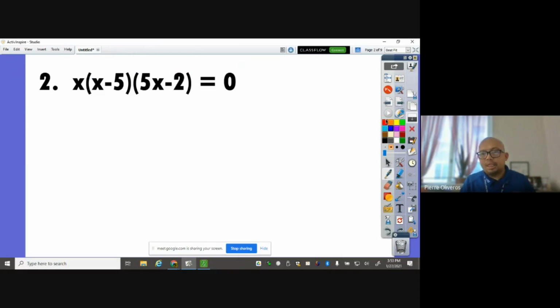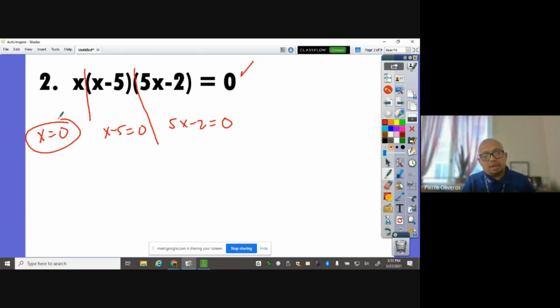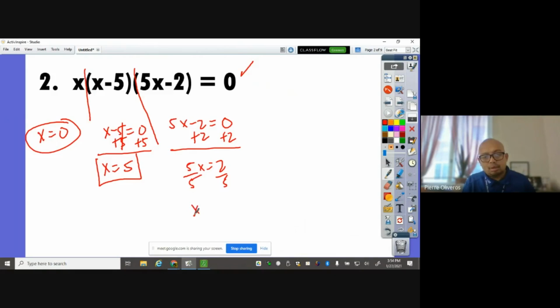Again, one more time, this problem here, number 2, x times the quantity x minus 5 times the quantity 5x minus 2. This is already in factored form, and we're going to set them equal to 0: x equal to 0, x minus 5 is equal to 0, and 5x minus 2 is equal to 0. X is by itself here, so that's the answer already. X equals 0. Here you still have to add 5, cross it out. X equal to 0 plus 5 is 5. So the answer is 5. Plus 2 here, plus 2 there. 5x equal to 2. Divide by 5, divide by 5. X equal to 2/5. There you go. So the answers are 0, 5, and 2/5.